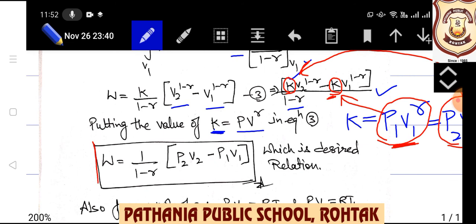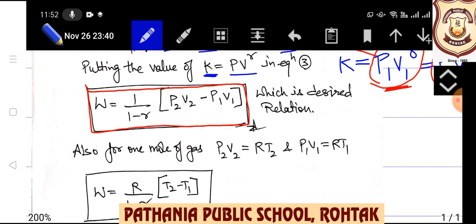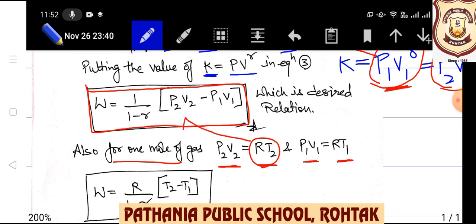Putting these values in this equation will give the result. When you put K as P2 V2 gamma, V2 gamma multiplied by V2 1 minus gamma, the base is the same, so the powers add and it gives P2 V2. Similarly, when you put K as P1 V1 gamma, V1 gamma into V1 1 minus gamma results in V1, as plus gamma and minus gamma cancel. So the desired relation for work done is P2 V2 minus P1 V1 divided by 1 minus gamma.